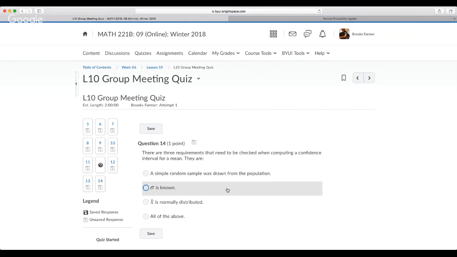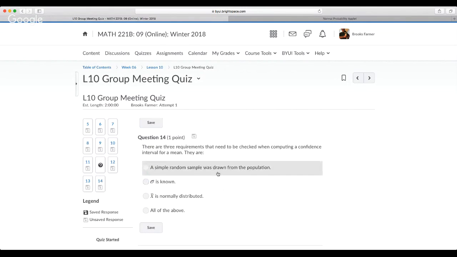So there are 3 requirements you need to check and compute a confidence interval for a mean. They are yeah.